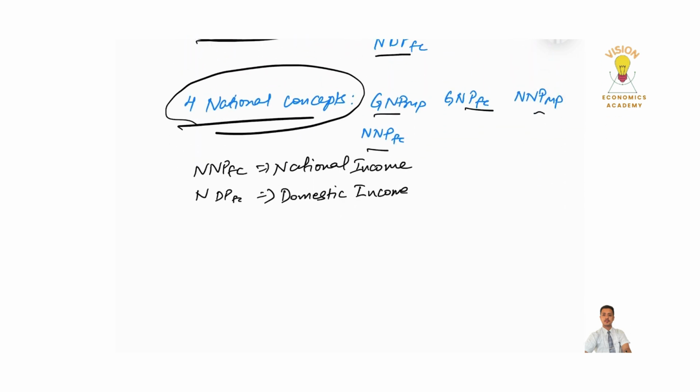So this much for today's episode. Next episode will be for chapter number 4, and we will be solving the numericals as well of the national income and related aggregates.